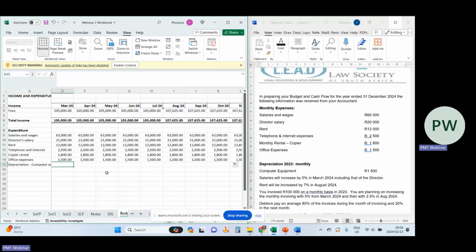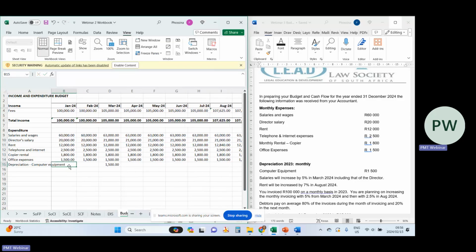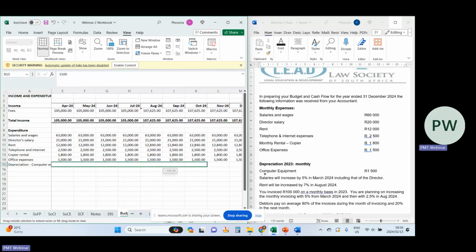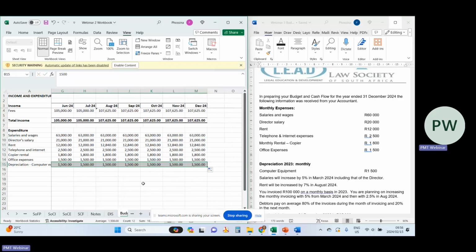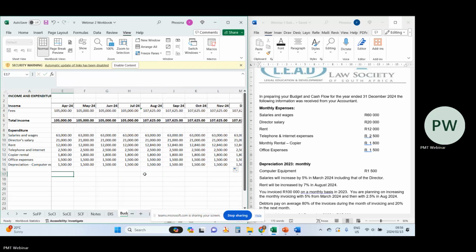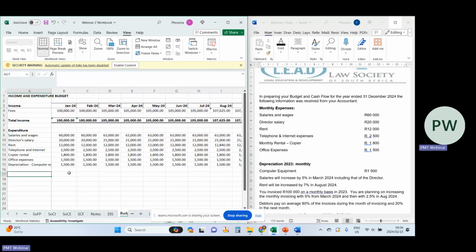Okay, and we look at our computer depreciation per month. We are told this is monthly, so I'm starting in March. I should start in January, like that. We anticipate it to be the same. And then what do? We are done. We do our monthly. We add up total expenditure.